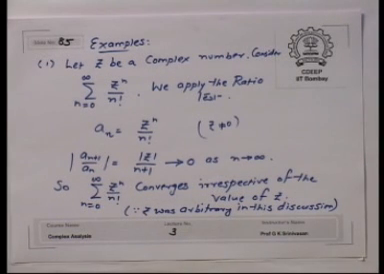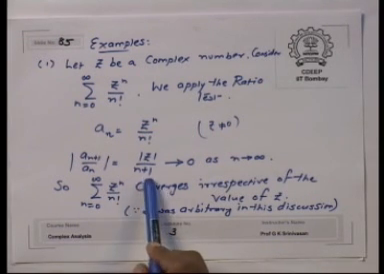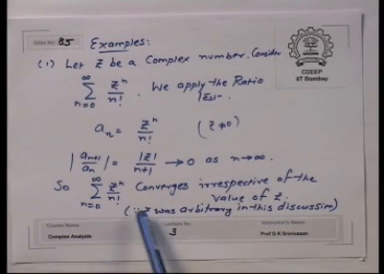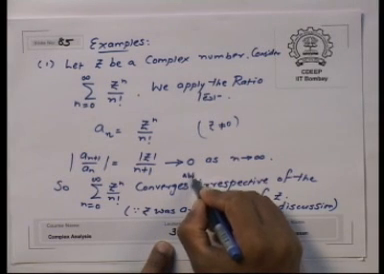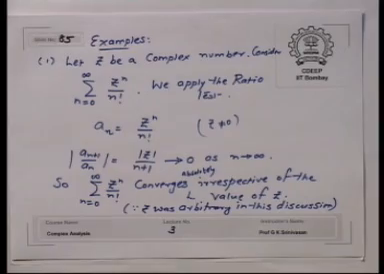Look at a n plus 1 upon a n. What is mod a n plus 1 upon a n? It is mod z upon n plus 1, and what is the limit of this as n tends to infinity? 0. So, the L that appears in the ratio test is 0, and 0 is less than 1 surely, and so by the ratio test the series converges absolutely. The series converges absolutely for all values of z.